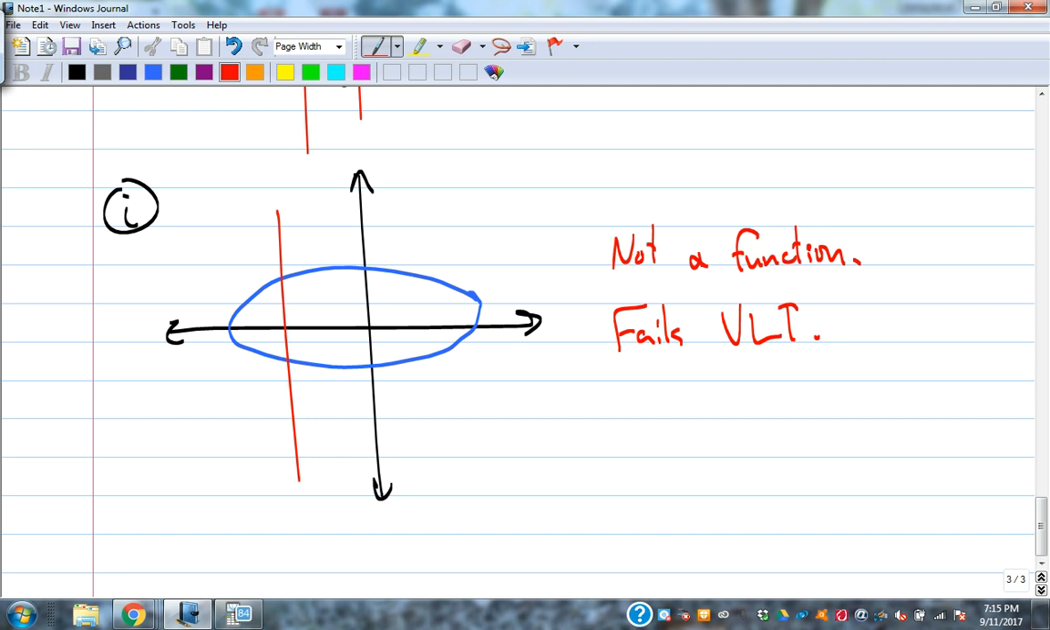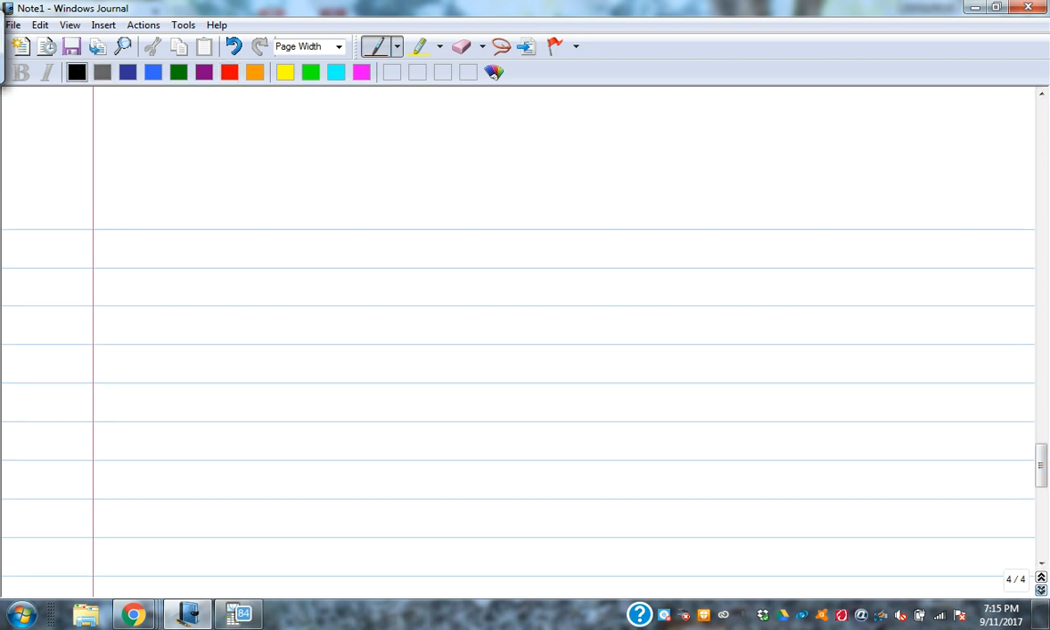Okay, now, when we're talking about functions, we've looked at tables, we've looked at sets, we've looked at mappings, we've looked at graphs. The only other way a function can be expressed would be an equation. So that's where we're headed next, is equations, functions as equations. And when we talk about functions as equations, we want to talk about their domains. So domain of functions in equation form.